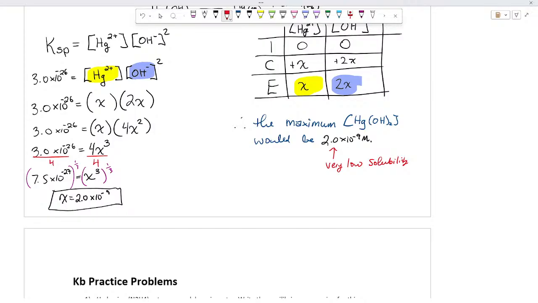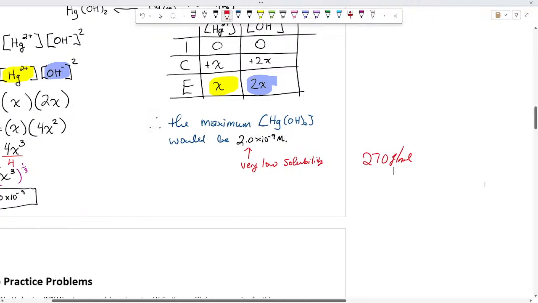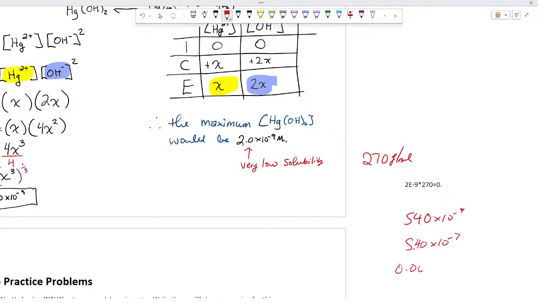Mercury hydroxide weighs about 270 grams per mole. That's just a rough estimate. So that would be 2 times 10 to the negative 9 times 270, which is going to be, whatever, 540 times 10 to the negative 9, which is 5.40 times 10 to the negative 7, or 0.00000054 grams. In other words, how much of this stuff will dissolve in water?